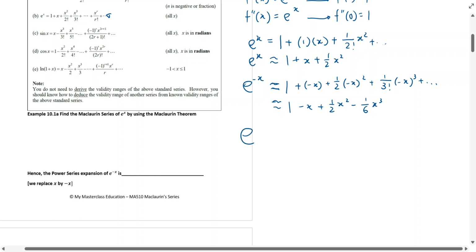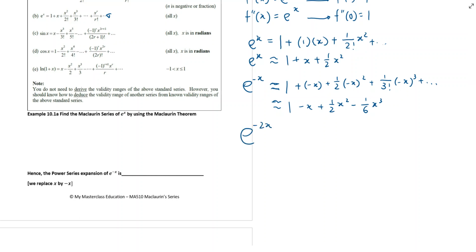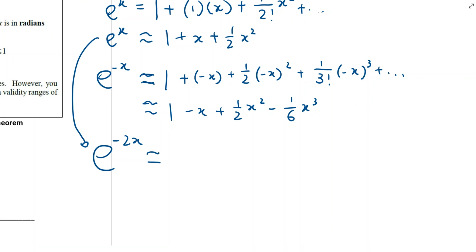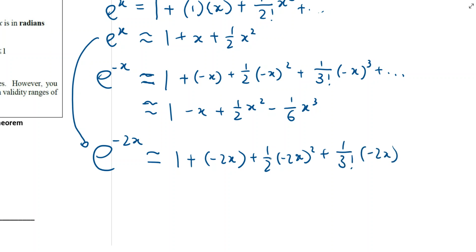If you would like to have e power negative 2x, then what you need to do, like I say, all you need to do is to put it inside the x into the standard expansion, equals to 1 plus negative 2x plus half negative 2x bracket square plus 1 over 3 factorial, and you get the drift.